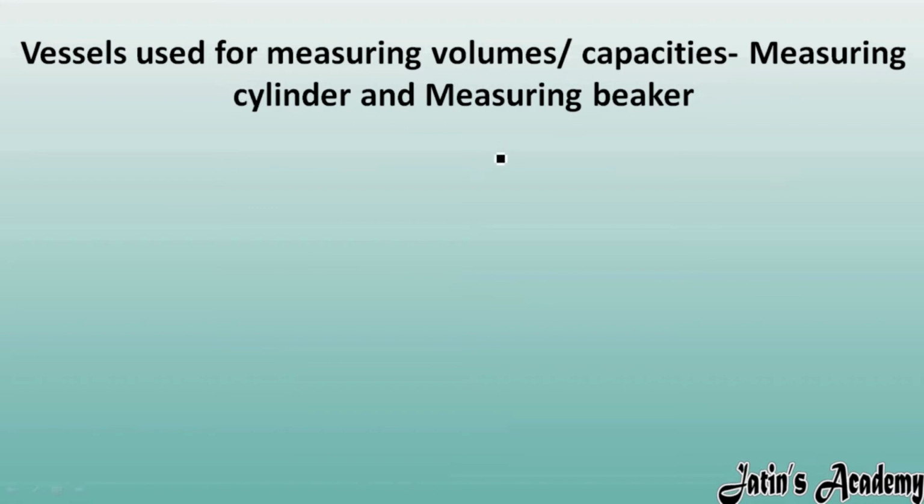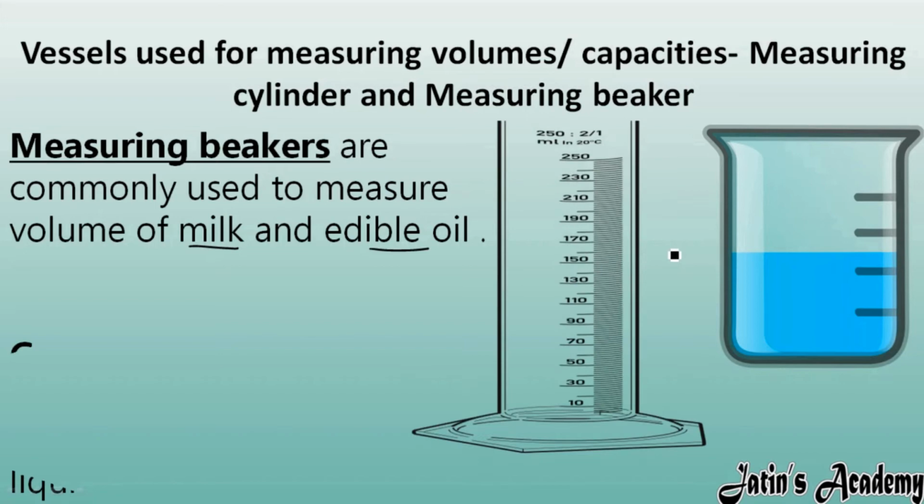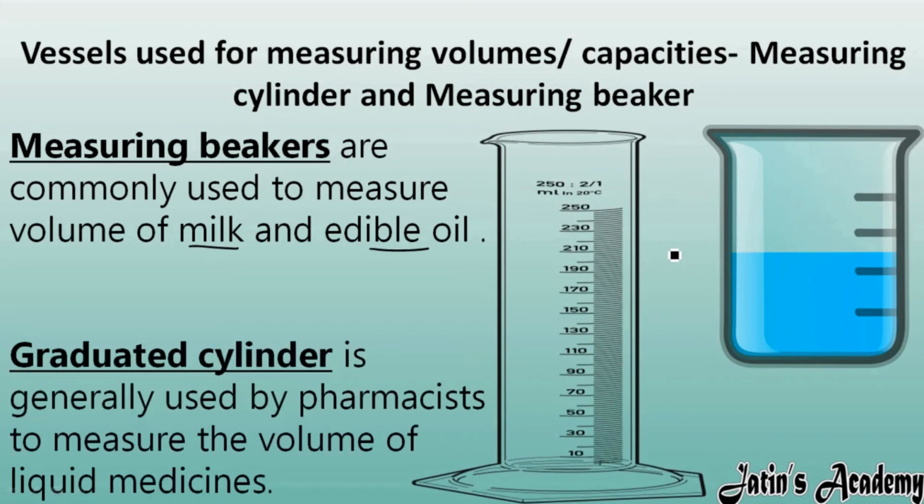Next, the third vessel is the measuring beaker. The measuring beaker is commonly used to measure the volume of milk or edible oil. This is a form of measuring beaker. This is also used in the chemistry or physics lab. Fine. Next we are having the graduated cylinder.